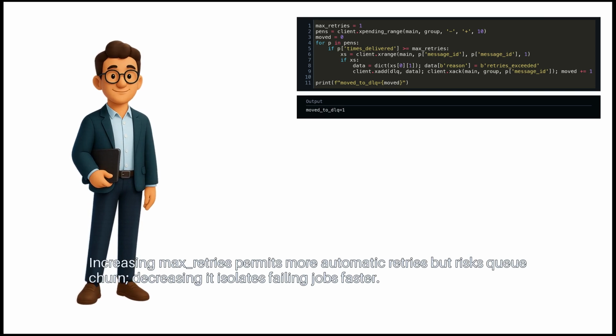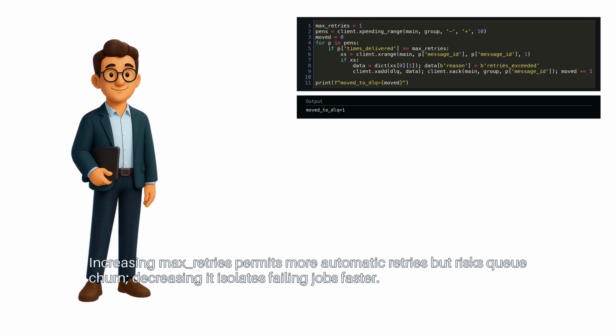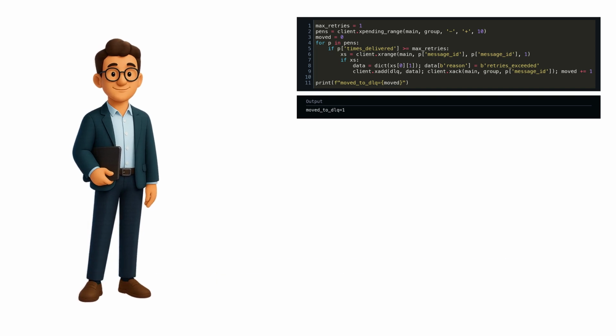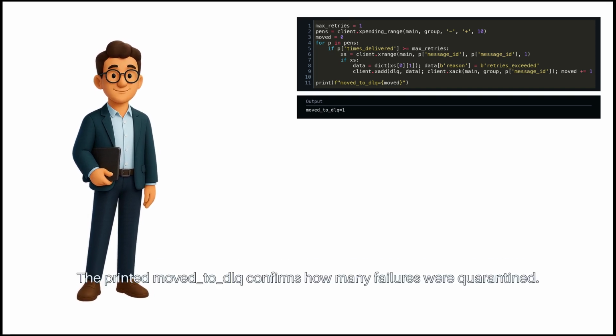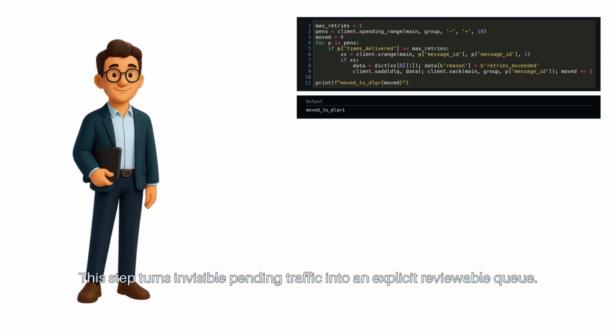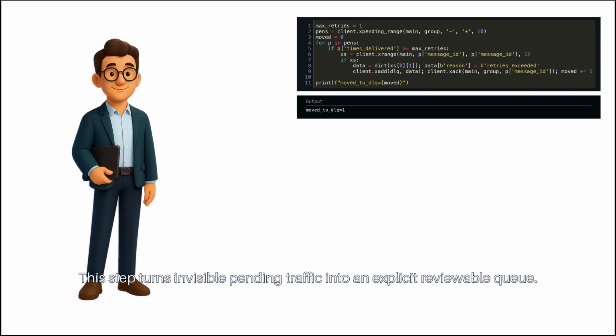Increasing max_retries permits more automatic retries, but risks queue churn. Decreasing it isolates failing jobs faster. The printed moved to DLQ confirms how many failures were quarantined. This step turns invisible pending traffic into an explicit reviewable queue.